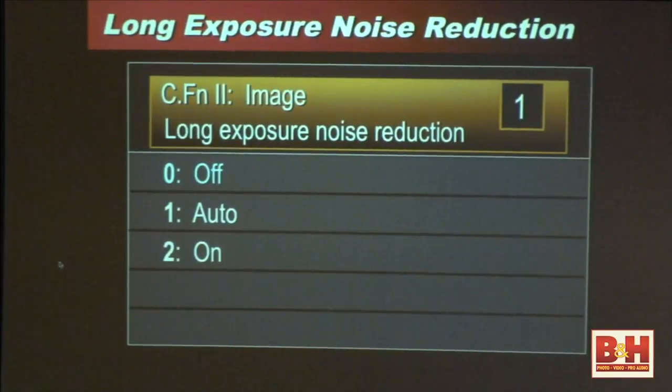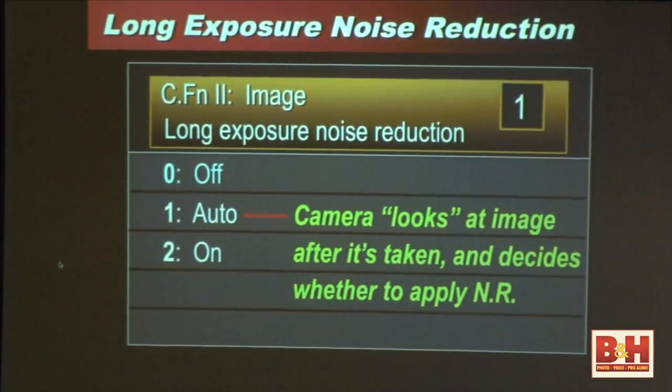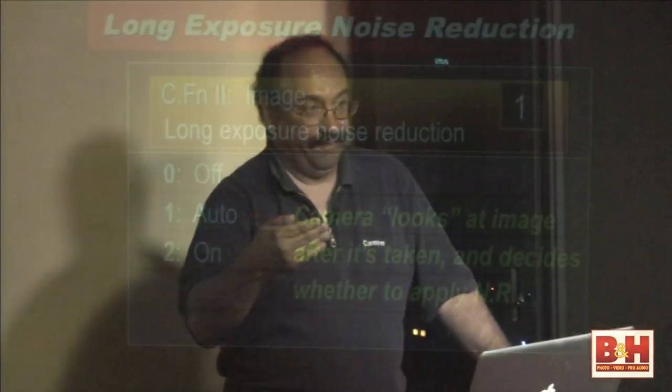And you basically have two or three choices. It used to be just on or off. And by default, it's turned off. You have to turn it on yourself. Newer cameras have two options: an auto option, where you take that long exposure and the camera looks at the information on that file the instant it's taken, and it decides for itself, do we need to apply long exposure noise reduction or not? So sometimes it will, sometimes it won't. The on setting just means, hey, anytime you shoot a picture 1 second or longer in shutter time, it's going to apply long exposure noise reduction.